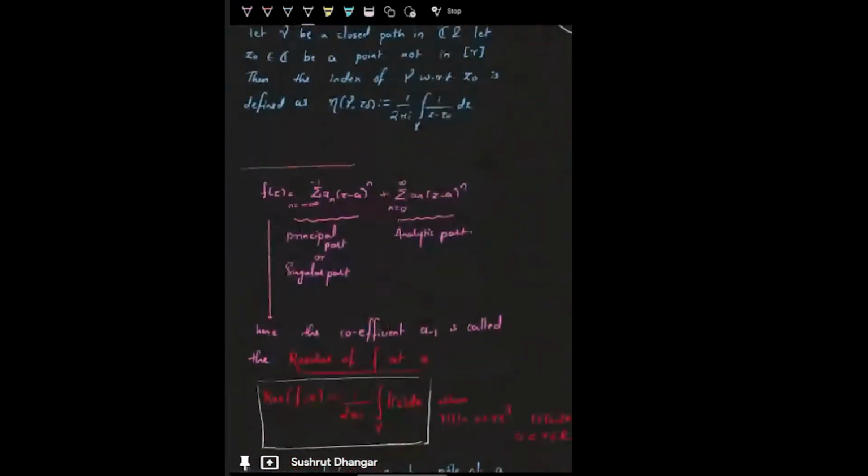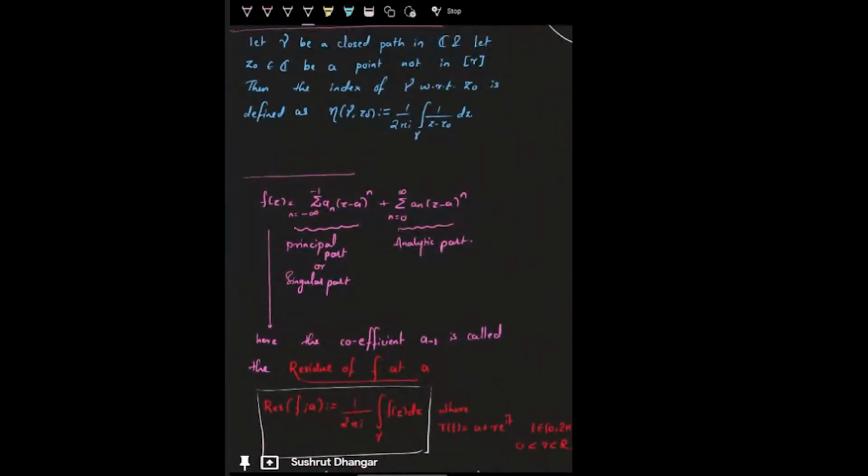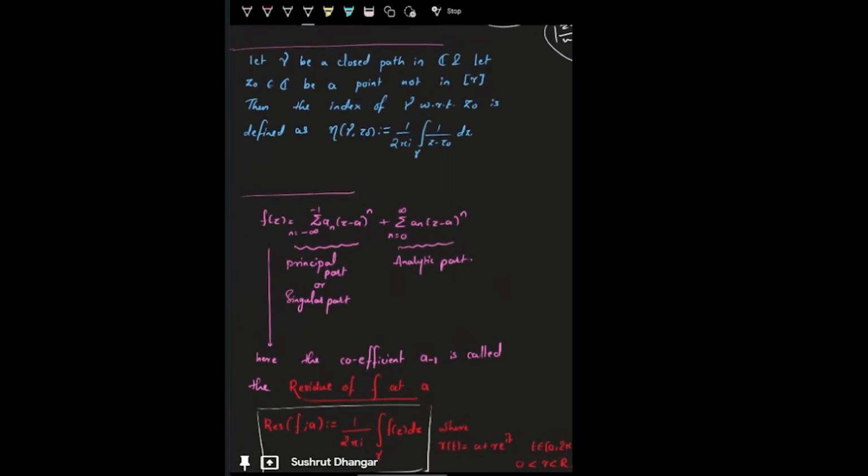And now let's move on to the main theorem, which I'm here to discuss. Before that, let's look at this definition we have here. Let gamma be a closed path in C, and let z naught be any point in C not in the range of gamma. So here z naught is not in the range of gamma. Then the index of gamma with respect to z naught is this integral, which we discussed earlier in the session.